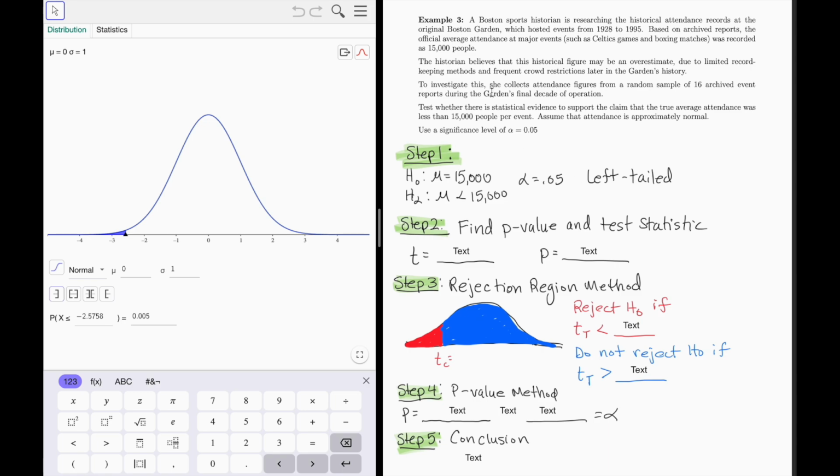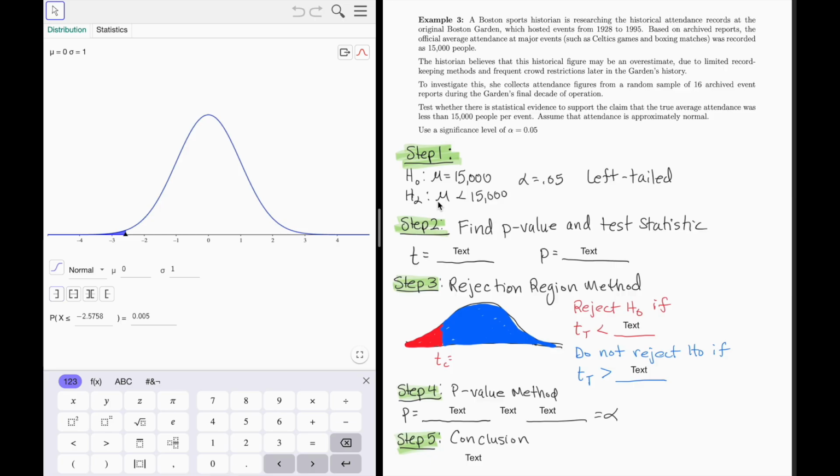To investigate this, she collects attendance figures from a random sample of 16 archived event reports during the garden's final decade of operation. Test whether there is statistical evidence to support the claim that the true average attendance was less than 15,000 people per event. We're going to assume the attendance is approximately normal, and we're going to use a significance level of 0.05. So because she thinks 15,000 is an overestimate, that means she's claiming that she thinks it's less than that.